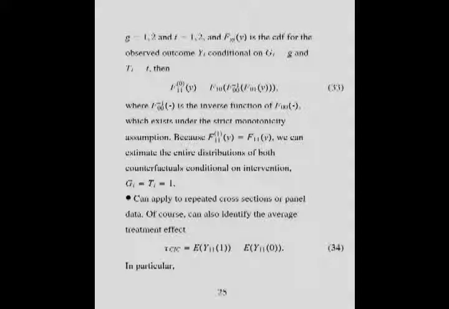F10 is the CDF for group 1 in time period 0. This is group 0 in time period 0. This is group 0 in time period 1. And all of those things are estimable given data, and so you can actually estimate the CDF of the counterfactual without treatment under the assumption of treatment.